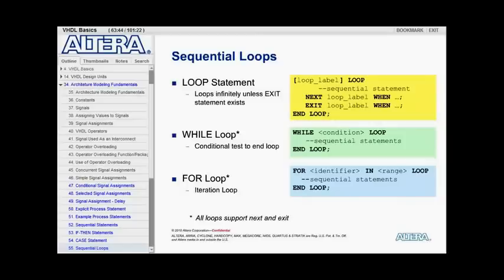The while loop uses a condition to indicate how long the loop will continue to execute. So while the condition is true, the loop will continue to execute. When the condition is false, then the loop will end. The for loop allows you to indicate a certain number of iterations. So you can say for some identifier in some range and a sequence of statements. So for example, my range could be 0 to 5. And so my for loop then would make 6 iterations before the loop would exit.